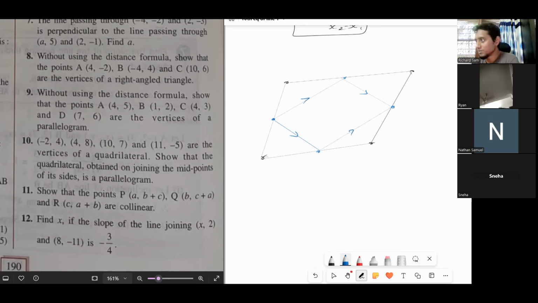So a lot of things you have to do. First what you have to do is find the midpoints. 4 midpoints. 4 times you have to use midpoint formula. Then you have to find all those 4 lines slopes. And 2 of the slopes should be equal. 2 pairs. So it's a long question. Is everyone clear of this 10th question?